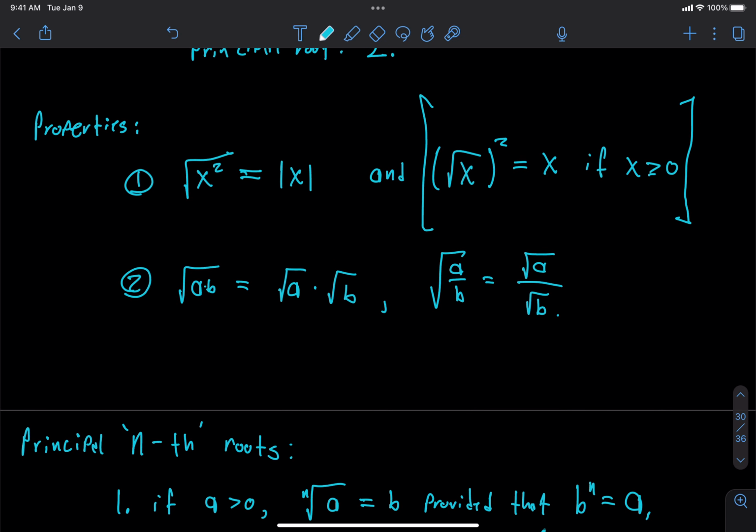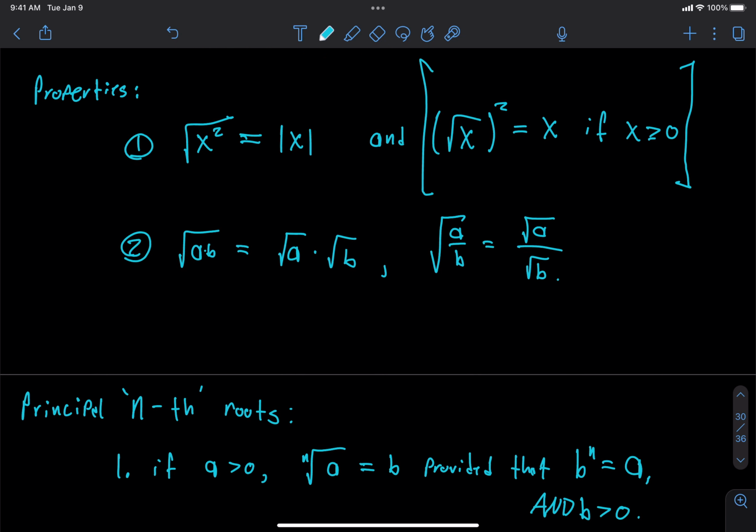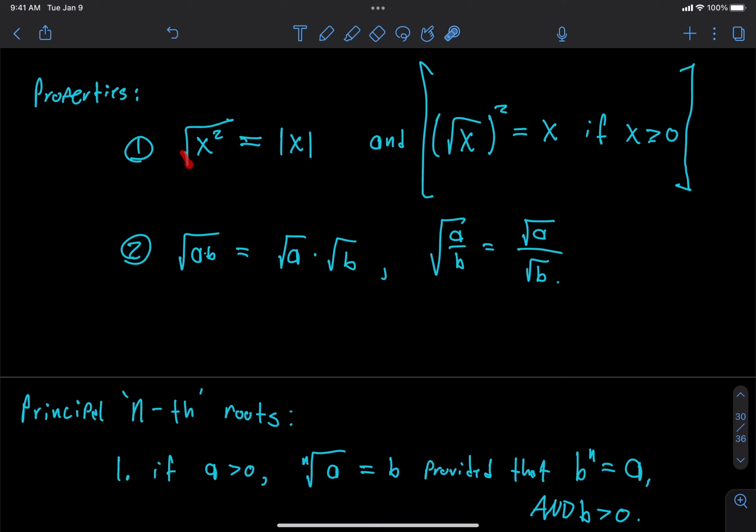Or really, yeah, okay. These are properties of the principal square root. So what does this first one say? Well, it says if I take a number, square it, and then take its square root, that gives me this weird thing, the absolute value of x. So let's see why that's true.